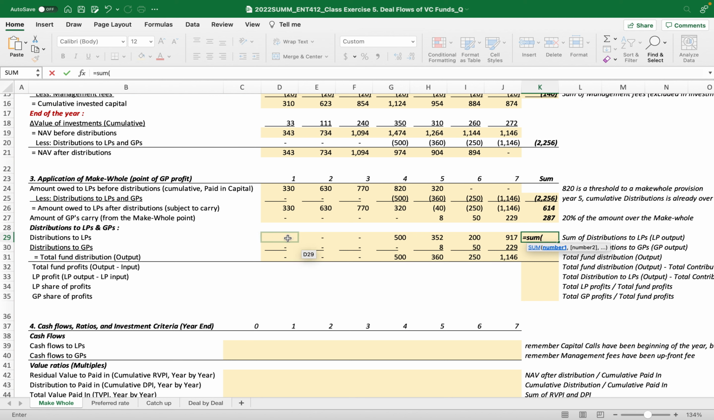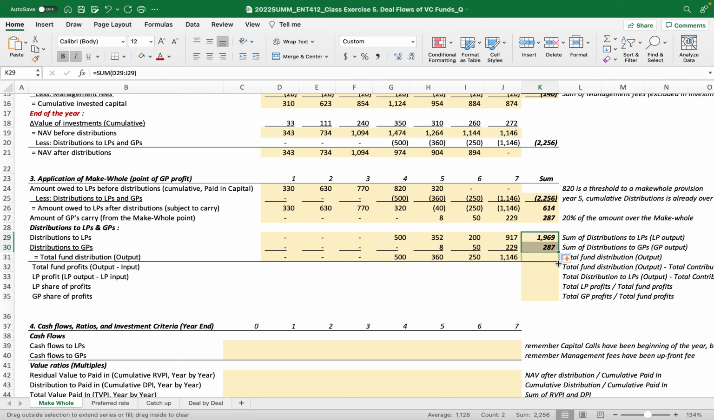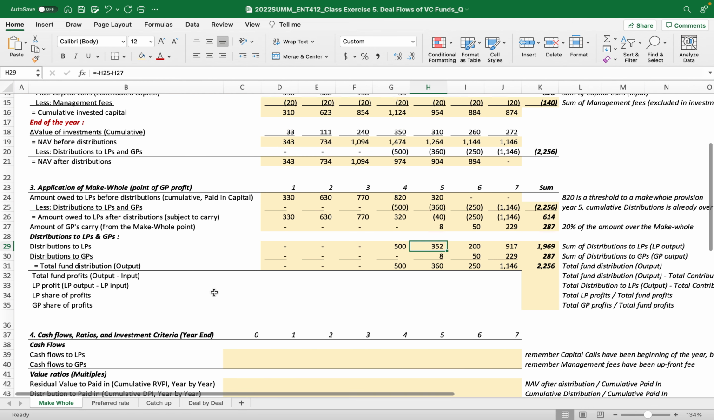Sum of this number, then sum of all the GPs, and then sum of the total fund distribution, which is the same as this, right? 280 and 287, which is the same. And then this distribution, including the profit, additional profit, and the capital cost, sum of this is 1969. We are going to use this number when we calculate some profit performance measurement in section 4.